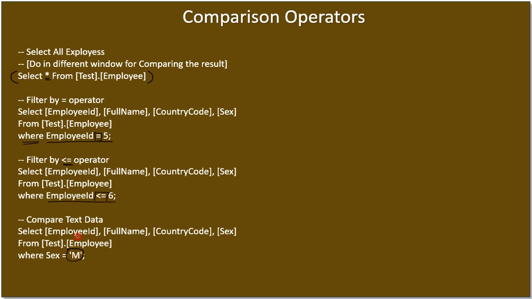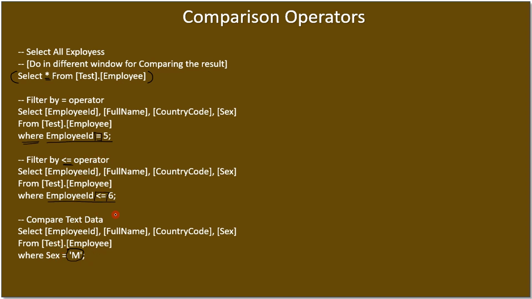So select employee ID, full name, country code, sex. These are all the columns from the table name. Table name is employee. Where we perform the filter sex equal to M. That means return all male employees from the employee table. So that's what we are doing here.